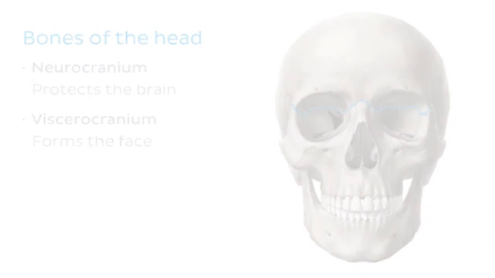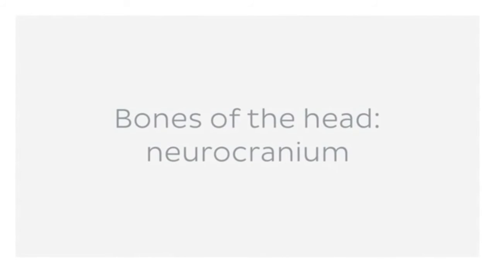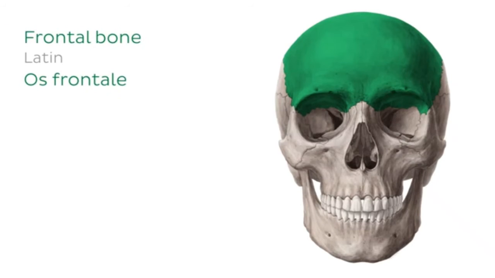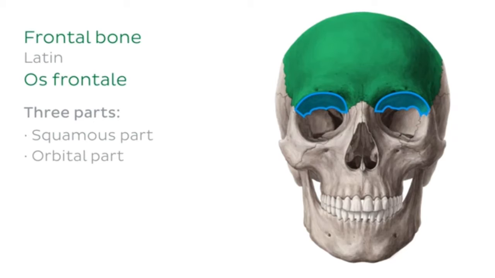Now let's begin by looking at the bones of the neurocranium. The first bone that we'll look at today is the frontal bone. This unpaired bone, which is one of the bones that encases the brain, consists of three parts. The squamous part, which makes up the largest portion of the frontal bone, encompasses the area of the forehead and houses the frontal sinuses.